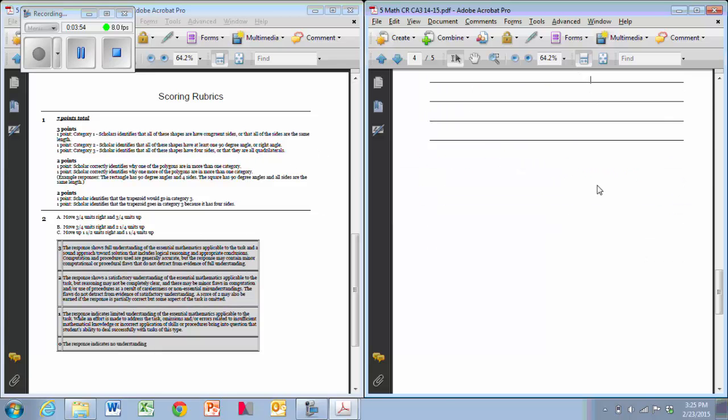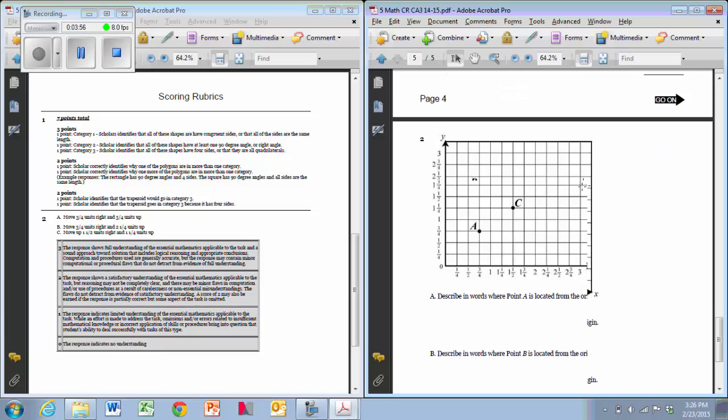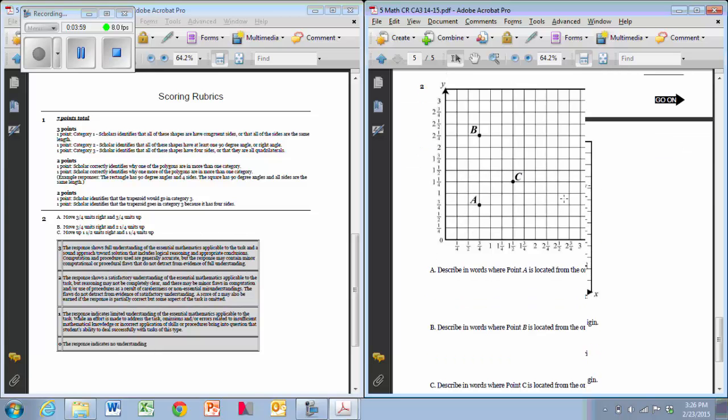All right, moving on to number 2. Number 2 is a coordinate plane, and it is asking scholars to describe in words where certain points are located from the origin. They'll have to know that the origin is 0, 0 right here. You'll see that it outlines pretty clearly what A is, what B is, and what C is. Scholars just must mention both x and y axis movement and put it into words.